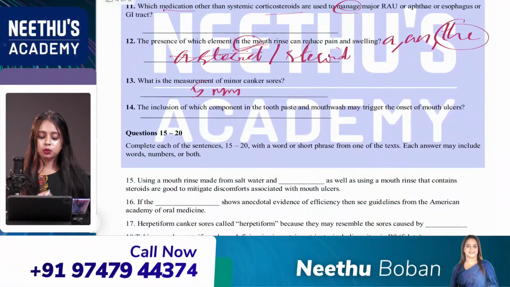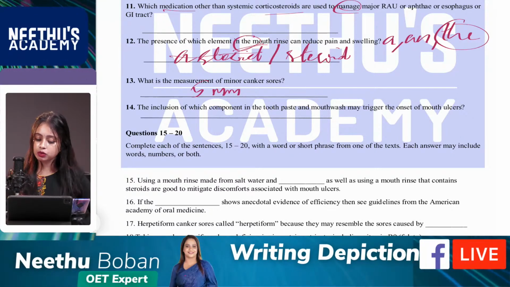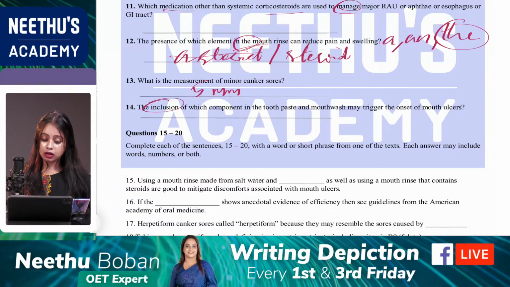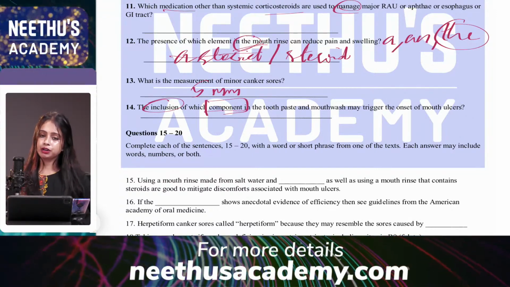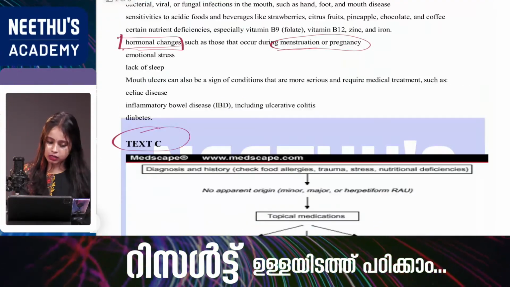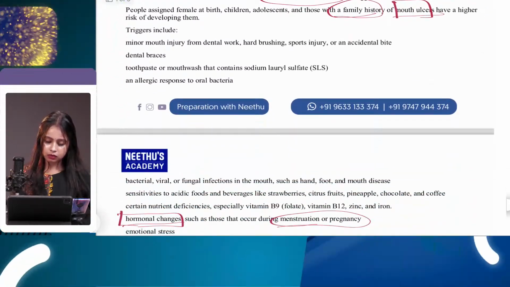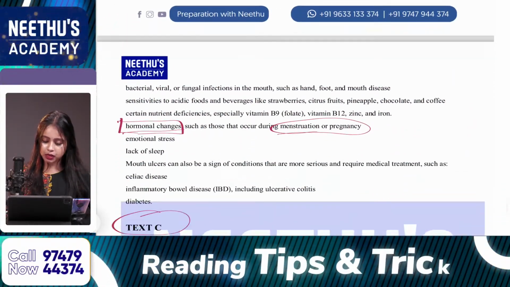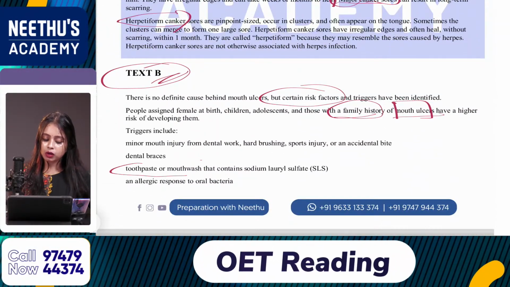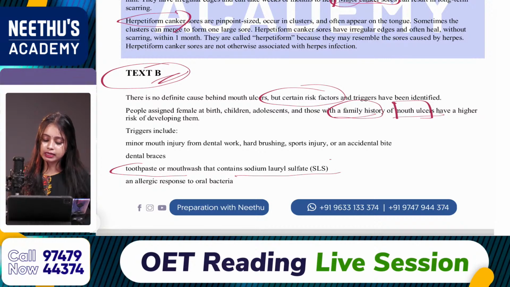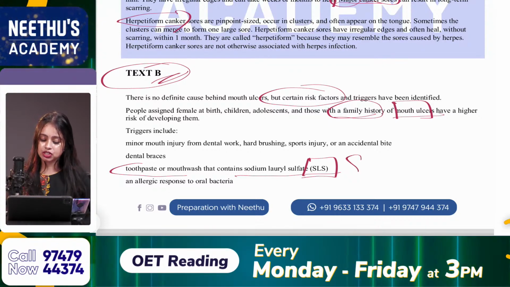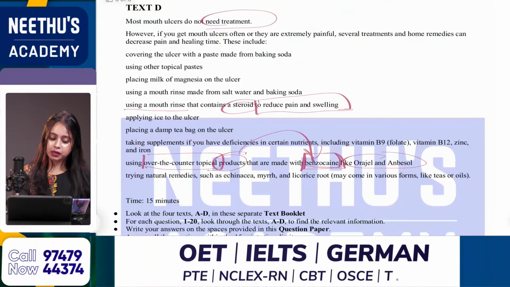The inclusion of which component in the toothpaste and mouthwash may trigger the onset of mouth ulcers? Okay, so inclusion, which component? 14th one. That component is in text B. So the answer should be C. Toothpaste or mouthwash that contains sodium lauryl sulfate, SLS. Either you can write the full form or you can write the abbreviation SLS. That should be the correct answer.